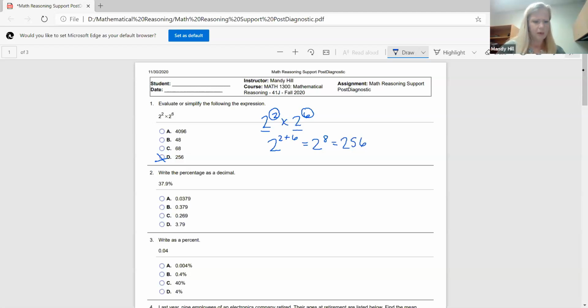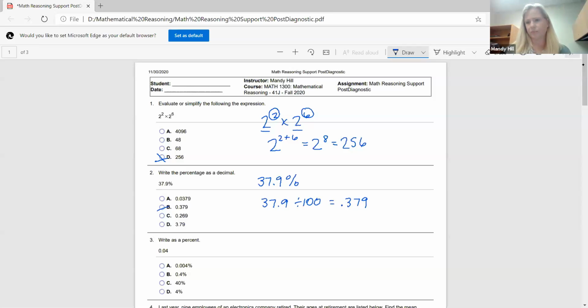Okay. Question number 2 says to write the percentage as a decimal. Well, if you're given a percentage and you want to write it as a decimal, you need to take that number and divide it by 100, or you could think about it as moving your decimal 2 places to the left, but that's going to get you 0.379, which is B.